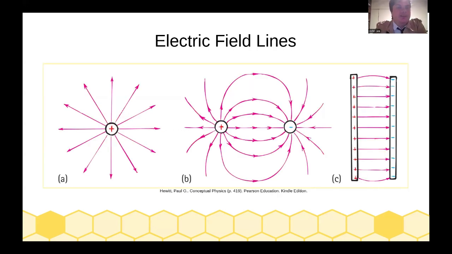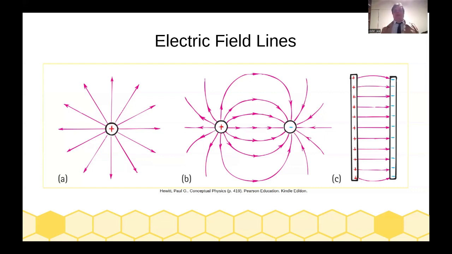We can also draw out these force fields, or electric fields, as electric field lines, where a positive charge points out radially in all directions because one positive charge is always going to push a positive charge away, according to Coulomb's law. Whereas if you have a positive charge and a negative charge together, you have more complex field lines, because the positive charge will push your positive test charge away, while the negative charge will pull your positive test charge towards it. And it's going to give you the field lines that you see in part B.